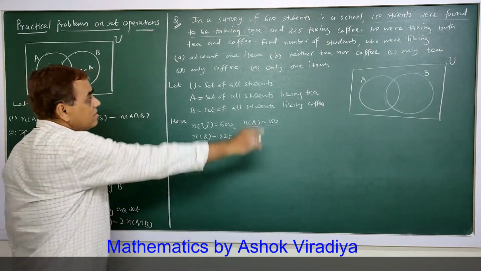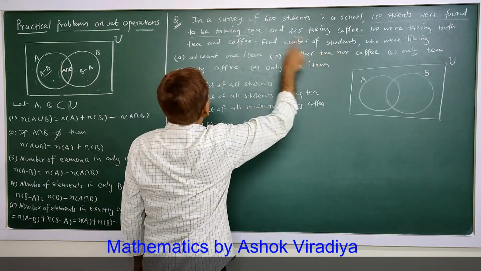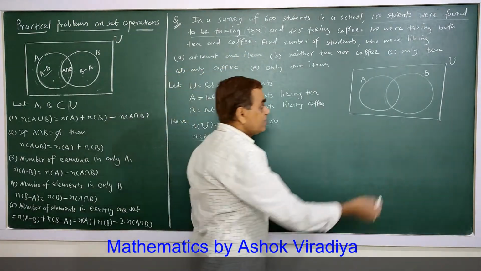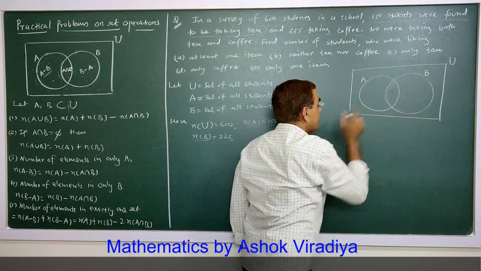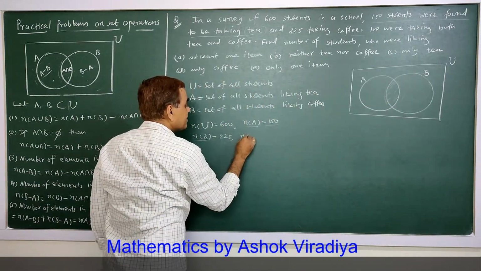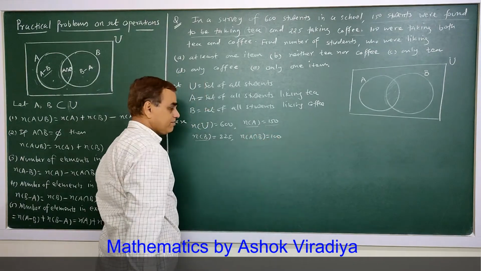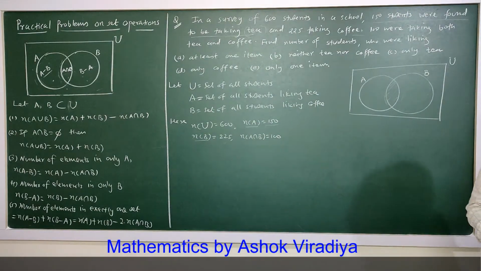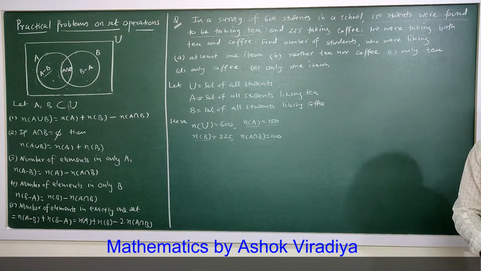Then, 100 were taking both tea and coffee. There are 100 students who take both tea and coffee, which means 100 are in common. So the number of elements in A intersection B is 100. So this information is given. Now we answer the given questions.